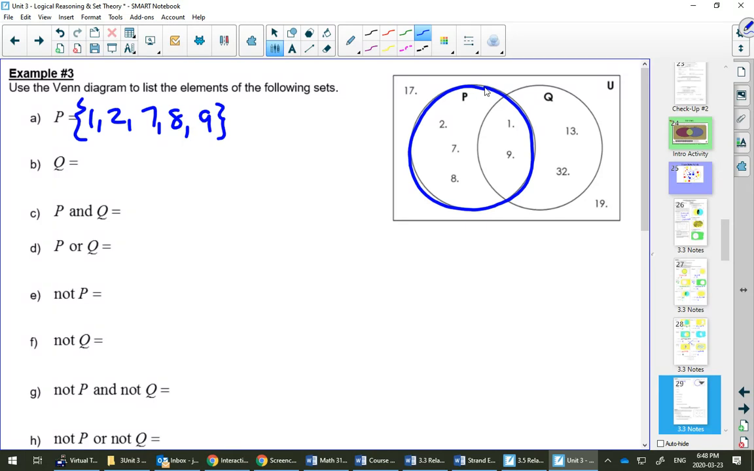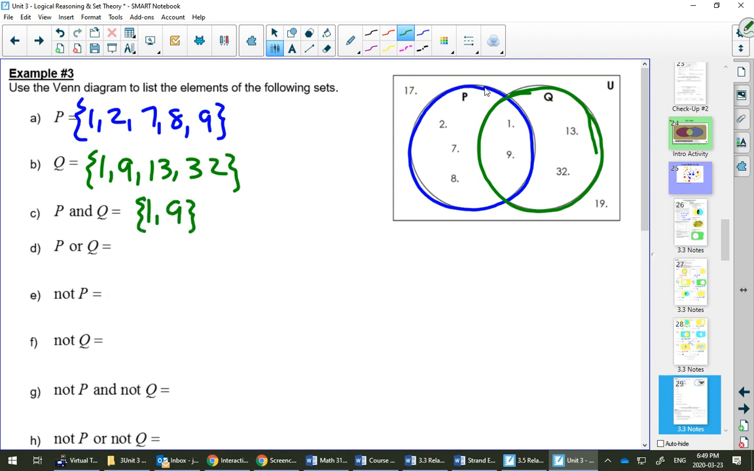For set Q, sometimes it's helpful to use a different color. Set Q would be everything that's in the circle Q, so I would have 1, 9, 13, and 32. Everything that's in P and Q, the overlap between the two, I'd have 1 and 9. And P or Q would be anything that's in P or Q or both, so I have 1, 2, 7, 8, 9, 13, and 32.